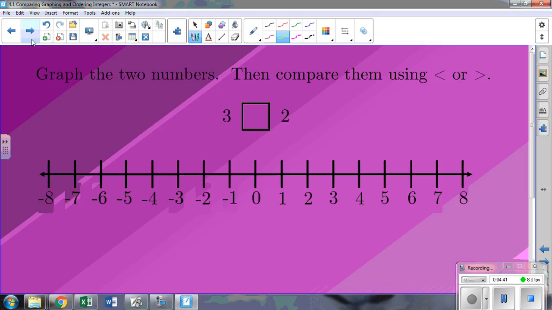3 and 2, positive 3, positive 2. 3 is farther right, so we've got 3 is greater than 2. 0 and 4. 0 is farther left. In terms of a skill, it's fairly straightforward to graph the numbers on the number line and simply draw the arrow so that it's pointing at the thing that goes to the left.